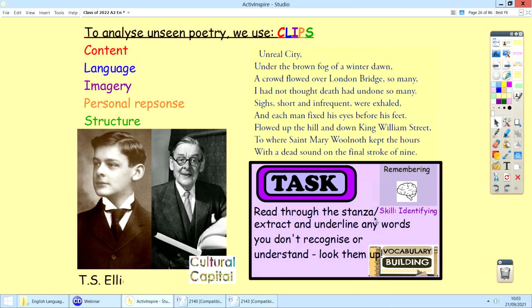And the task is to read through the stanza or the extract and underline any words you don't understand and look them up first of all, because you obviously need to build that vocabulary.